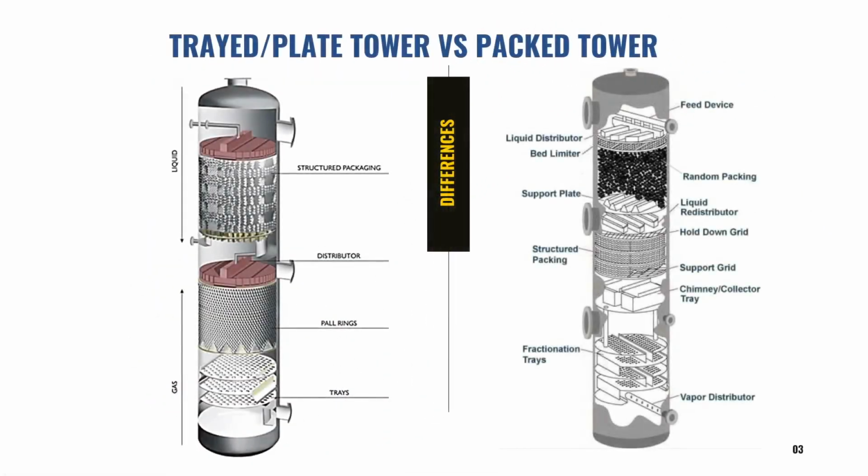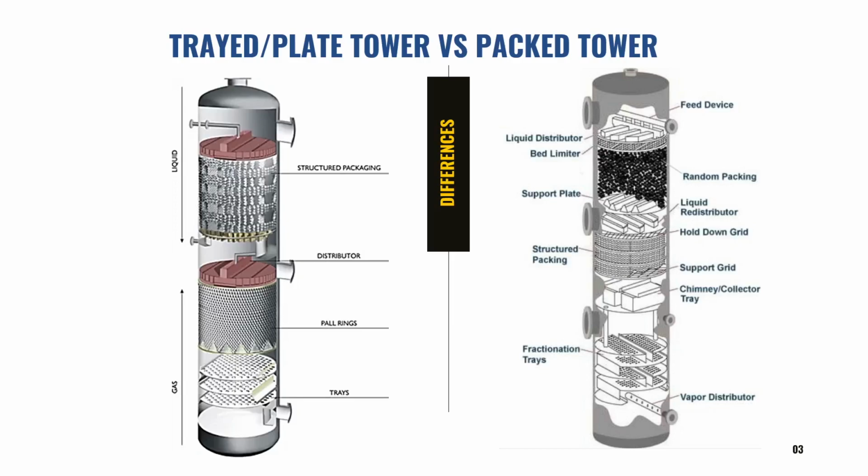But before we start, I would like to show you the differences between plate tower and packed tower. These two towers, or sometimes we call them columns, are the two most common towers or columns used in gas and liquid absorption processes. In gas absorption, a gas mixture is brought in contact with a liquid solvent to selectively remove one or more components from the gas.